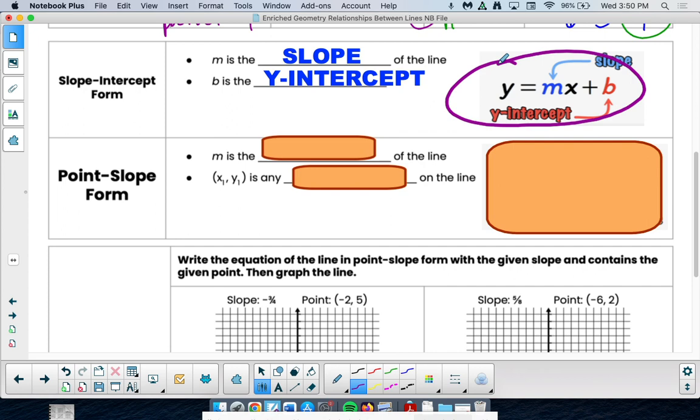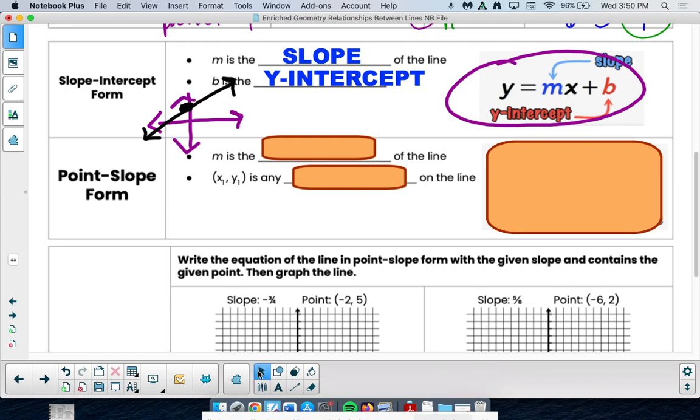Maybe you're forgetting what y-intercept is. That's where your line touches the y-axis. So if that's your coordinate grid, you had this line going through it, and let's say this point here was 2, so its y-intercept would be 2 because it touches the y-axis at 2. That's your y-intercept.